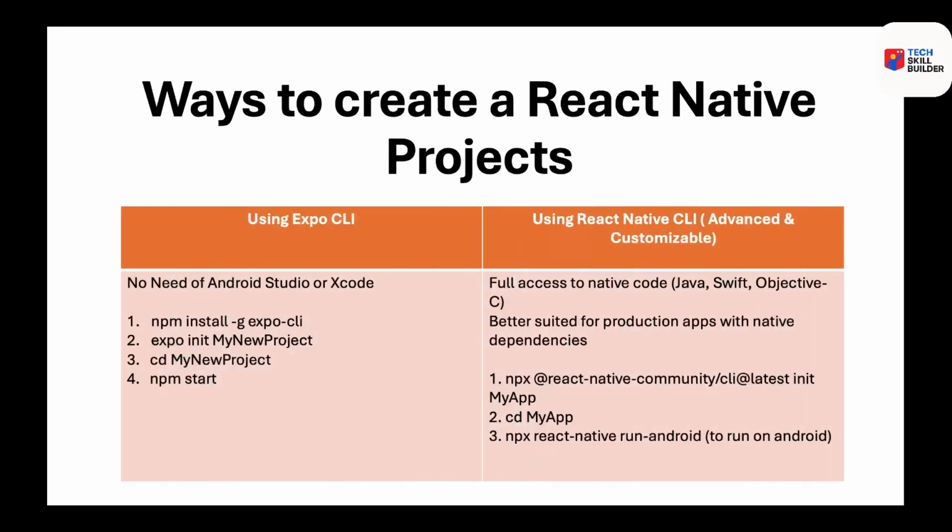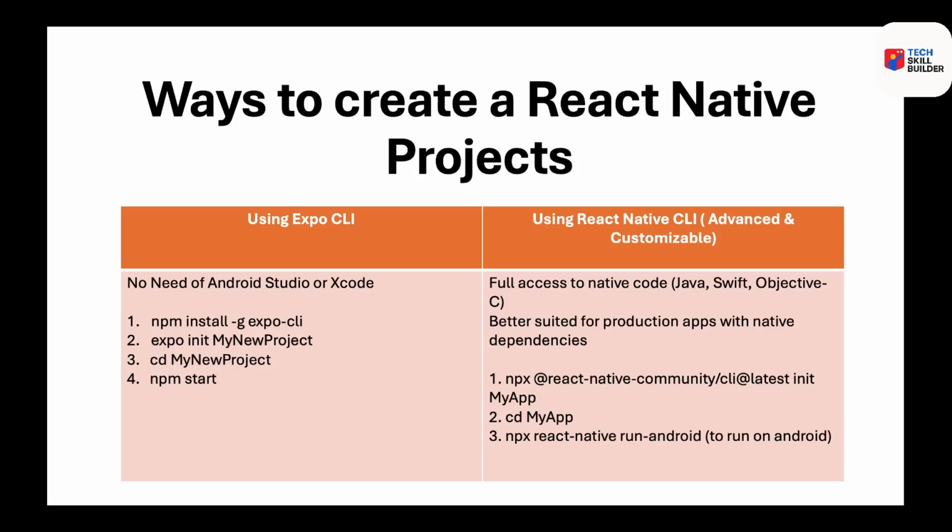There are two different ways to create a project. One is Expo CLI and the other is React Native CLI, which is advanced and customizable. So we will see the difference between Expo CLI and React Native CLI. In Expo CLI, there is no need for Android Studio or Xcode. With React Native CLI, you get full access to native code like Java, Swift, and Objective-C, and React Native CLI is better suited for production apps with native dependencies.